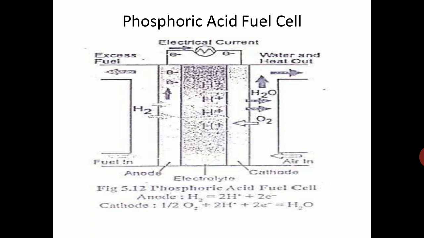So at the anode reactions, the generation of electricity takes place, and what is released is only water and heat. The reactions at the anode are hydrogen gets converted into hydrogen positive ions as well as two negative ions, and at the cathode this oxygen reacts with these positive ions in the presence of electrons to produce water.